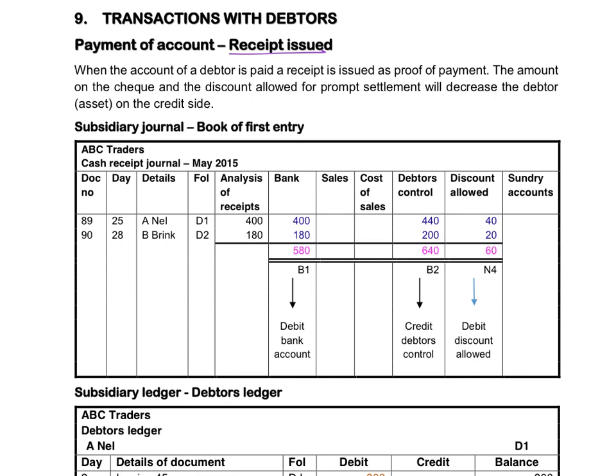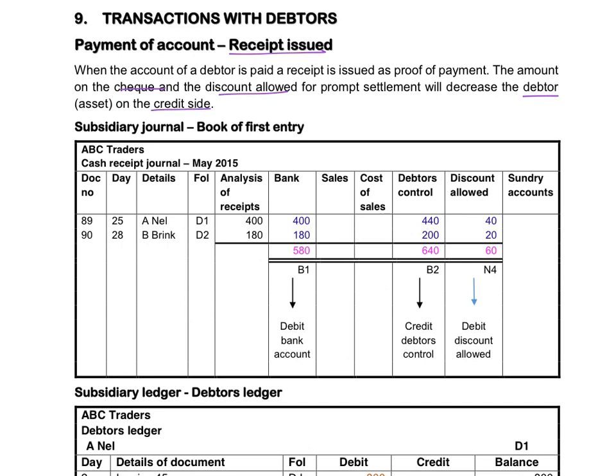When we receive this payment and the account is paid in time, we will allow discount for prompt settlement, and that will decrease the debtor because they will owe less money. The debtor is an asset, so it decreases on the credit side.